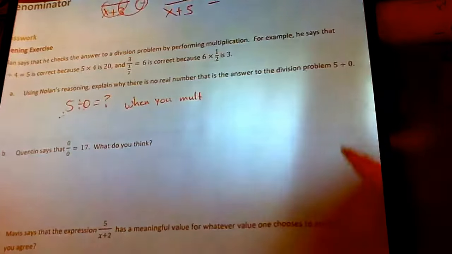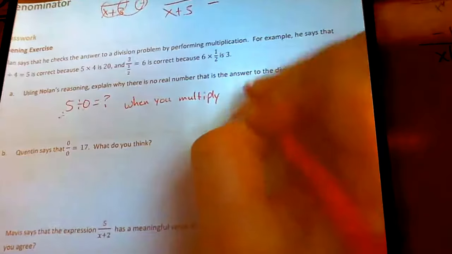If you multiply by 0, what's the answer? 0. Because you always get 0.